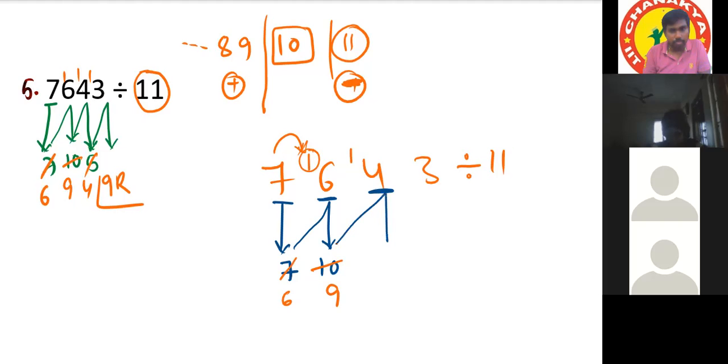Yes or no? Yes, sir. We can. 14 minus 9, it is 5. Again, from top number 3, can you subtract 5? No. No means reduce this number by 1, borrow. It becomes a 4, and it becomes 13. 13 minus 4 is possible or not? Yes, sir, it is possible.